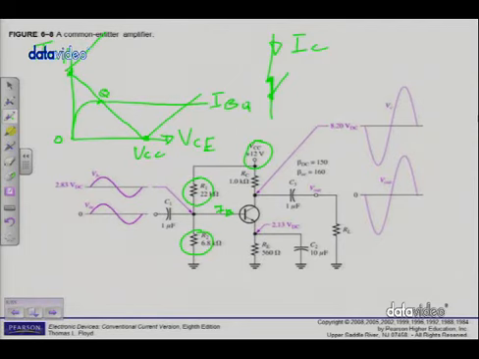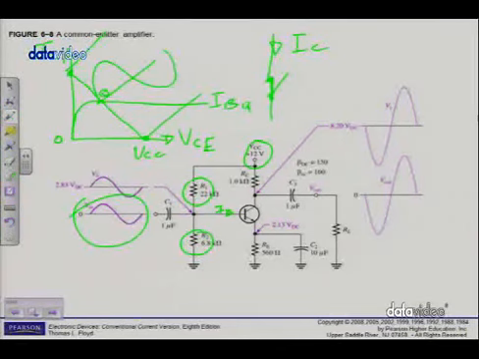Then I will add the signal. You can see here's my signal, which will be there, and I have to make sure that my signal is not too large so that it goes into saturation or cutoff. Then I get distortion again. All right.